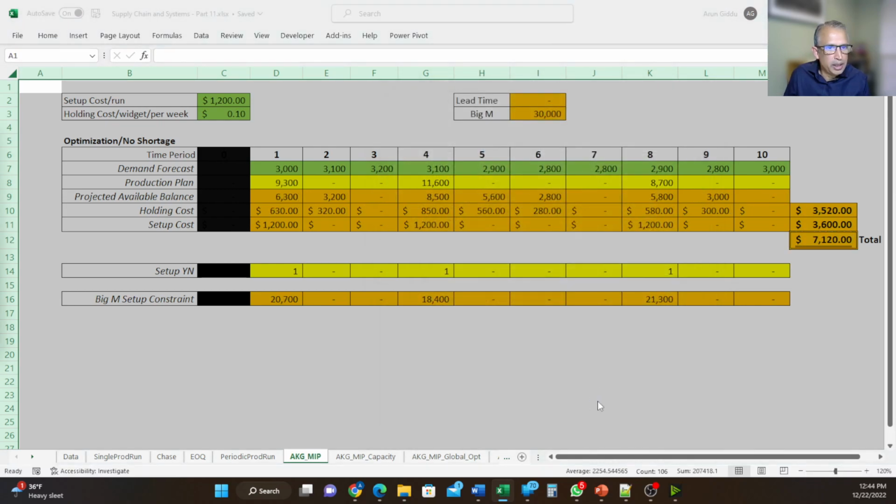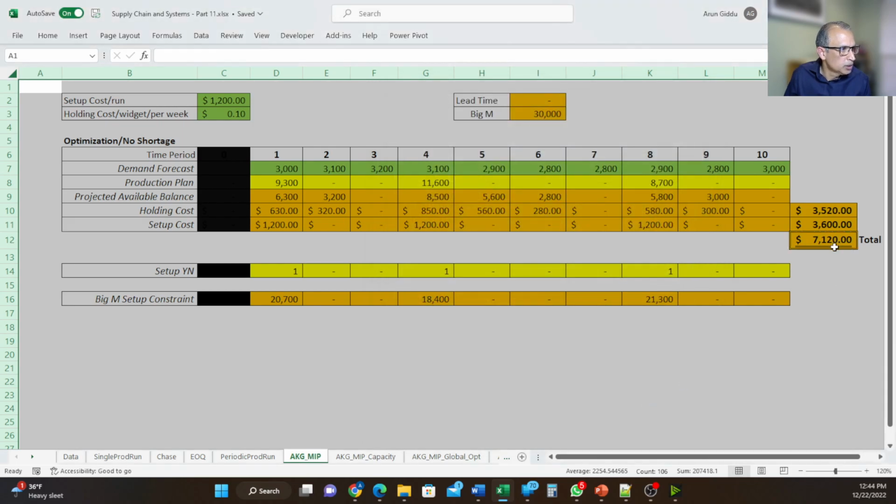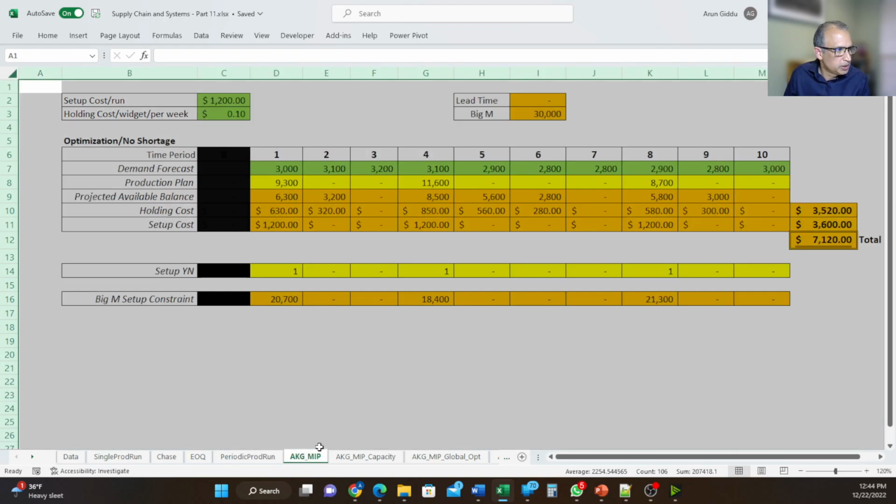So here we go, and it says, yep, it found a solution. And we say, okay, close. And the total cost is 7,120. And if you look at our previous case, our most efficient or the lowest cost was 7,490. So Solver produced the optimal solution. And for these kinds of problems called the fixed planning horizon problem, wherein we are planning for a fixed horizon, this is guaranteed to give us the optimal solution.